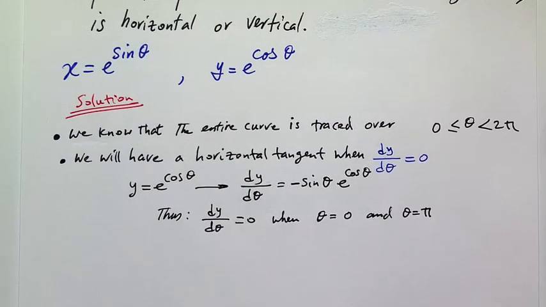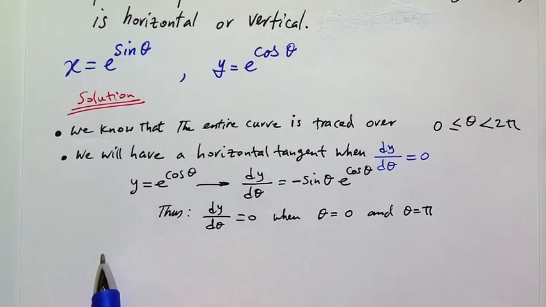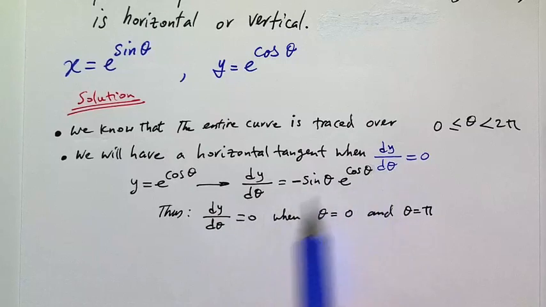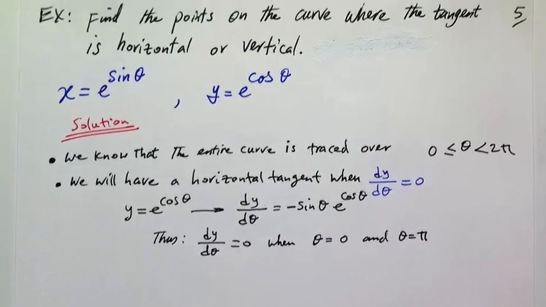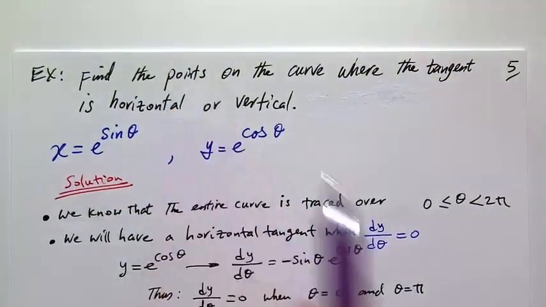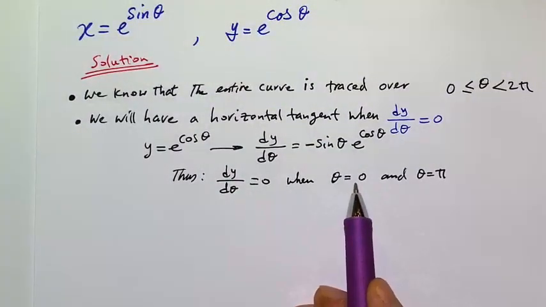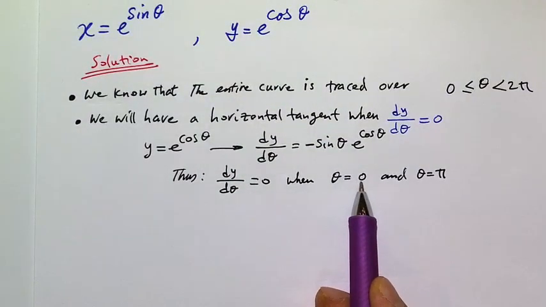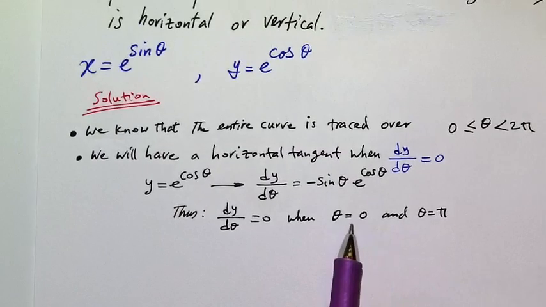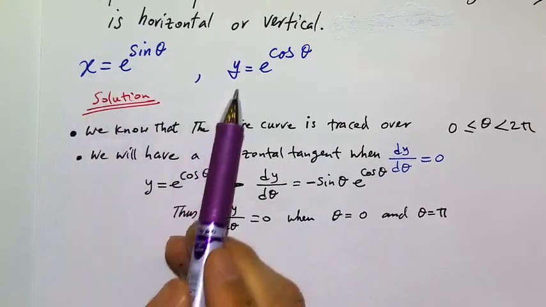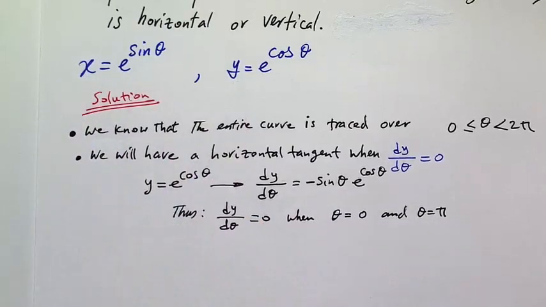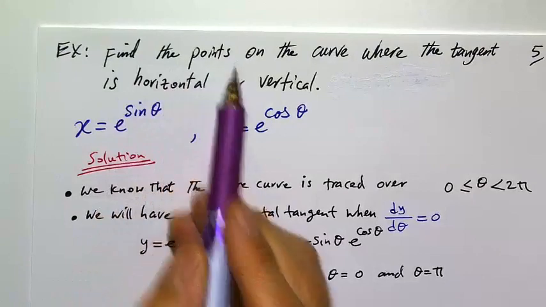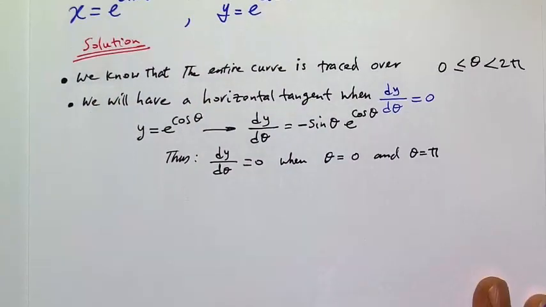So those are the theta values for which we have a horizontal tangent. But they're asking us to find the points on the curve. So we still have to find the points at these two theta values. At theta equals 0, we need to find what x and y are, and at theta equals pi, we need to find what x and y are, because that's what they want. So we will do that next.